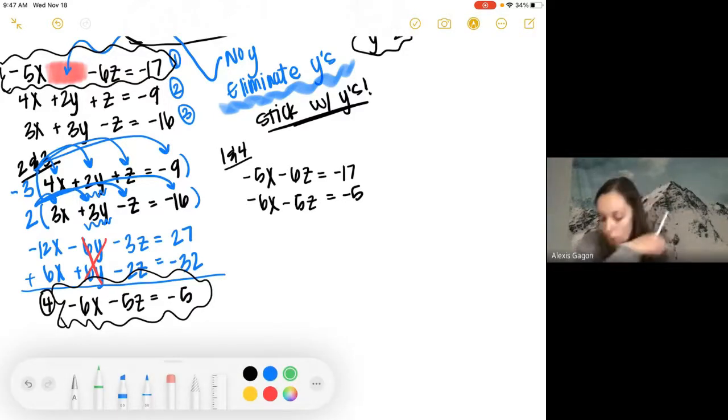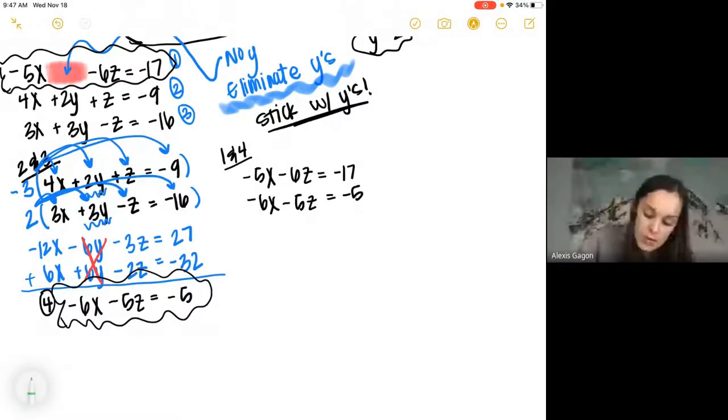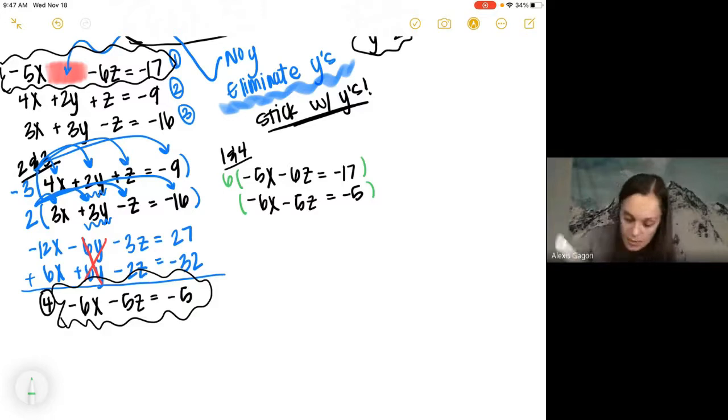We need to eliminate one of these variables. Doesn't really matter. Let's eliminate x's. So I'm going to multiply this top equation by 6, and I'm going to multiply the bottom equation by 5.